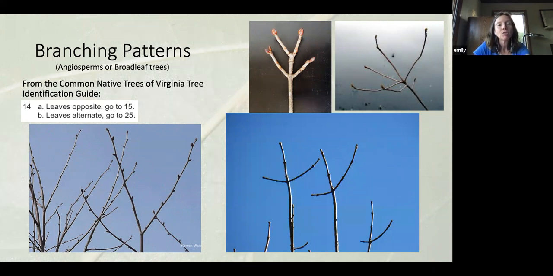So conifers don't usually follow this law, these branching pattern pieces. This is going to be just an angiosperm broadleaf piece because if you think about a white pine, that has a whorled branching pattern. And that's really an interesting piece on the white pine because you can count the whorls and get the age of the tree.